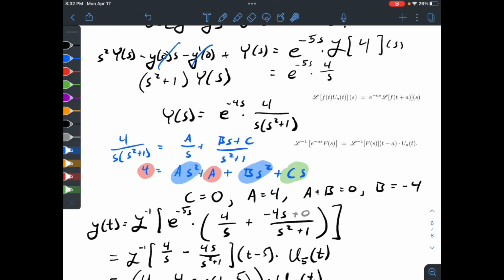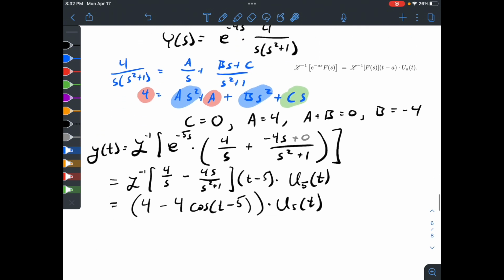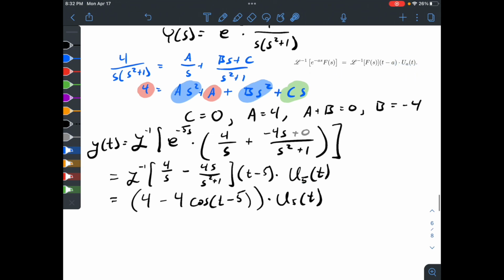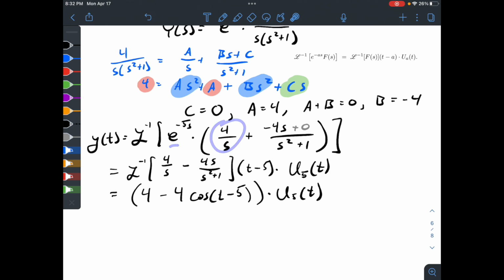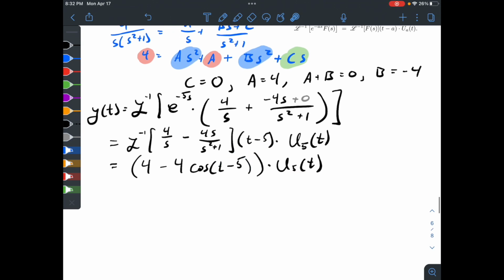Once we get here, we do partial fractions just on this thing. We don't really have to worry about the e to the negative 5s when we're doing partial fractions on that. And then we do L inverse of all this stuff. We have to apply that formula over there, which just pops out a u sub 5 of t again. And then we'd have a 4 over s minus 4s over s squared plus 1. L inverse of that is 4, and L inverse of that is 4 cosine of t. Replace the t's with t minus 5s, and then you have the u sub 5 over there.